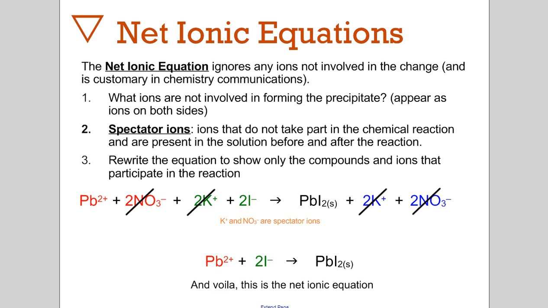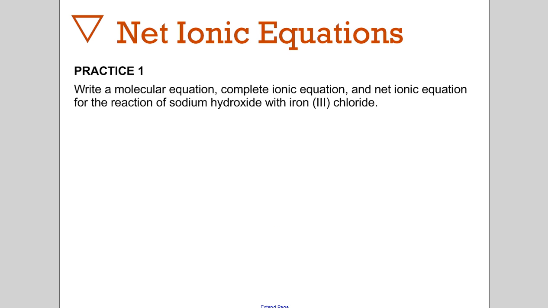Okay. So let's practice one together. Write a molecular, complete ionic, and net ionic for the sodium hydroxide and iron 3 chloride. So what I'm going to do is I'm going to quickly write out what I've got. Now, you're given your reactants are always going to be aqueous. Otherwise, you couldn't mix a solution of them around.